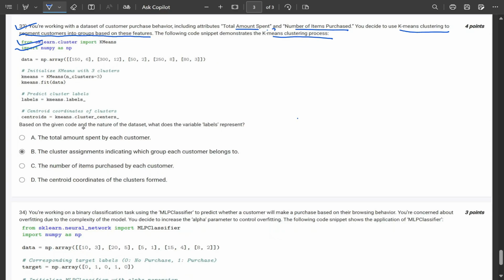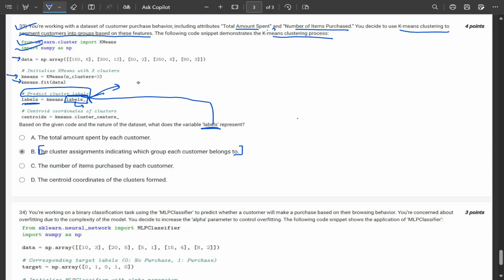It says, based on the given code and the nature of the dataset, what does the variable labels represent? So this particular labels is what it is asking, and here you can see that it is given the comment print cluster labels. So you have to just say what the output of the cluster labels will be, right? Let's look at the code. So here you have data, you have k-means clusters as 3, then fit your data, and then you are getting labels. So labels will be the cluster assignment indicating which group each customer will belong to.